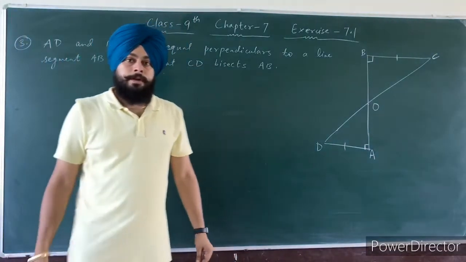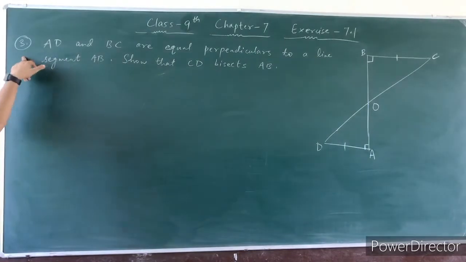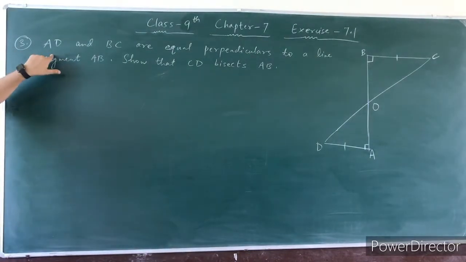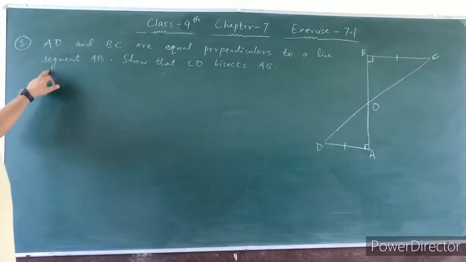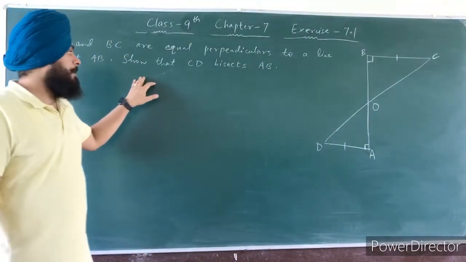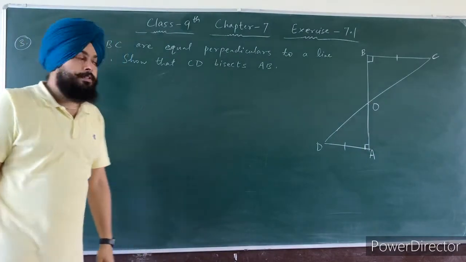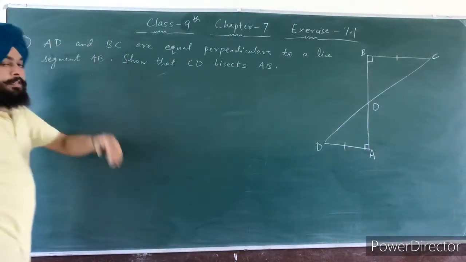Hello students, next see the question number 3 of exercise 7.1. The question is: AD and BC are equal perpendiculars to a line segment AB. Show that CD bisects AB. So what do they ask in the question? AD and BC are equal perpendiculars.